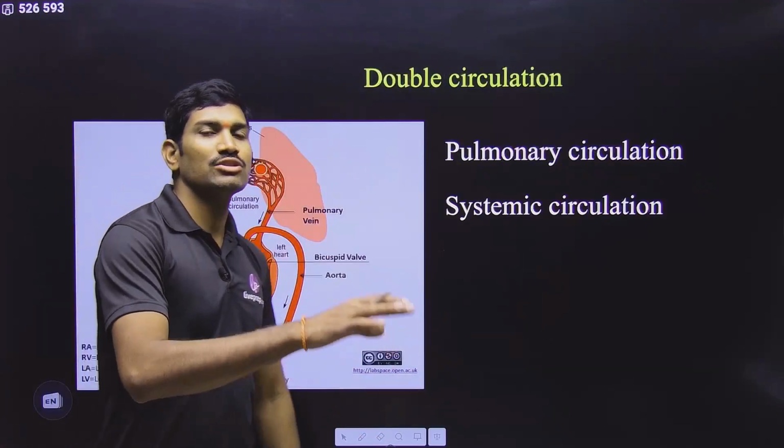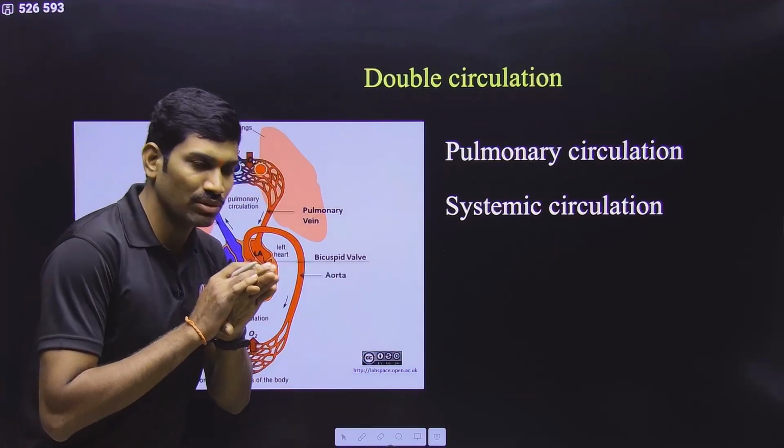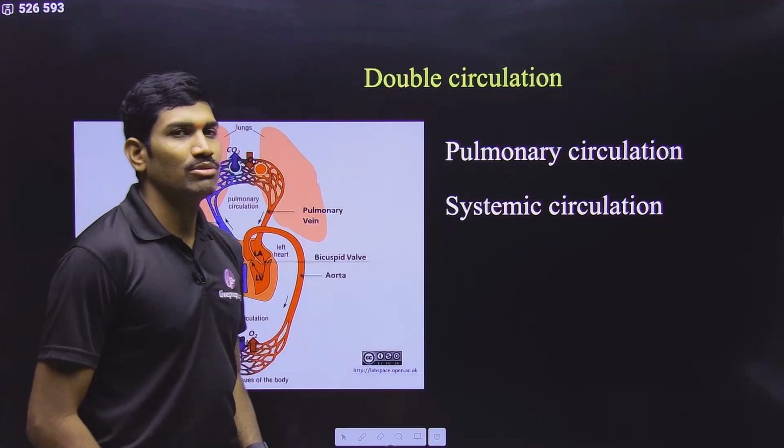In the case of veins, tunica media is comparatively a little bit thin. This is the information they have said. With that part completed, now we are talking about the double circulation.